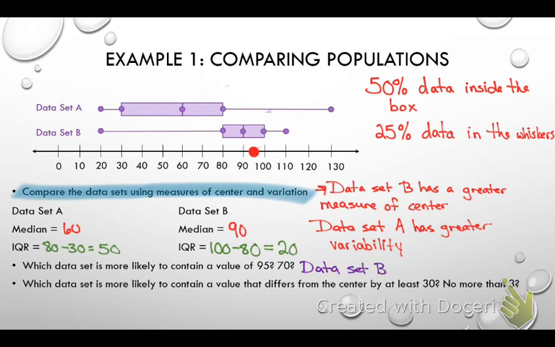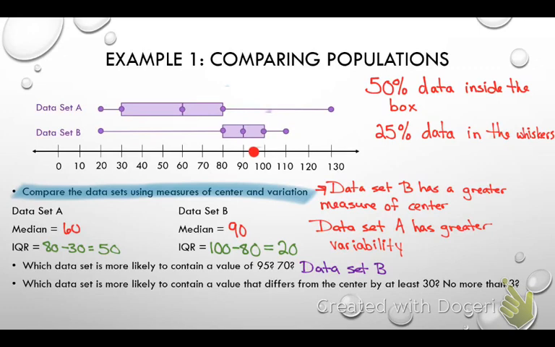Okay, so now you answer on your paper, what do you think about the value of 70? Don't say it out loud yet. Which data set is more likely to contain that value? Don't say it out loud yet. You just write it down on your notes. What is it?